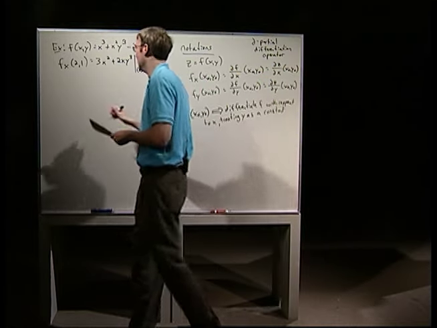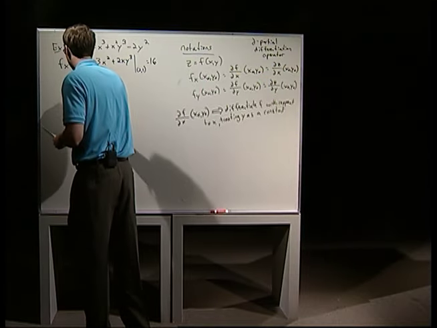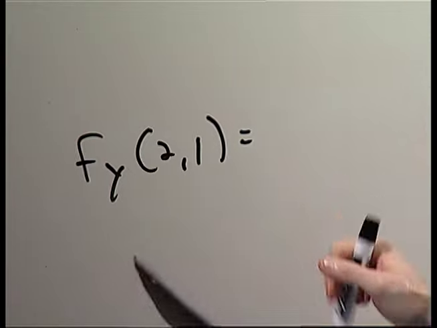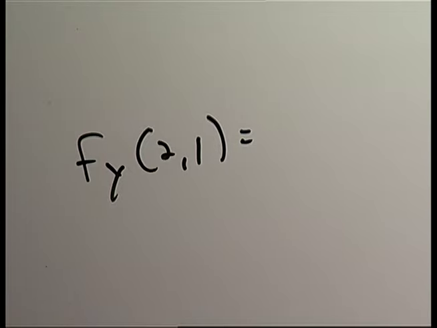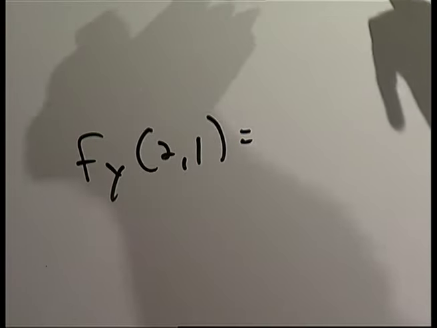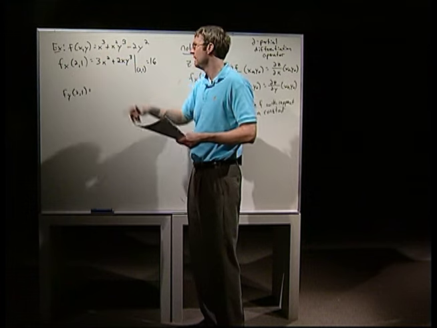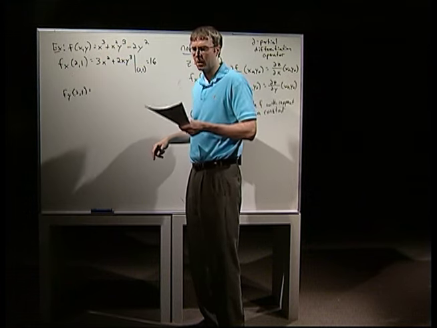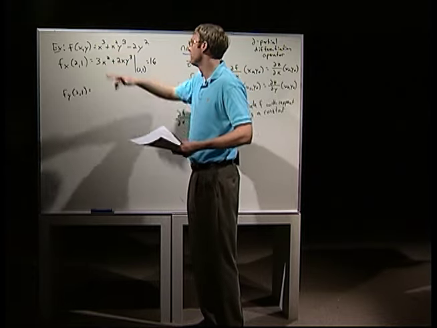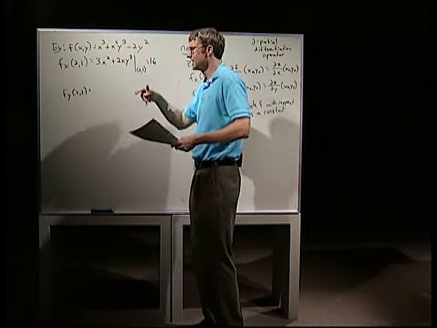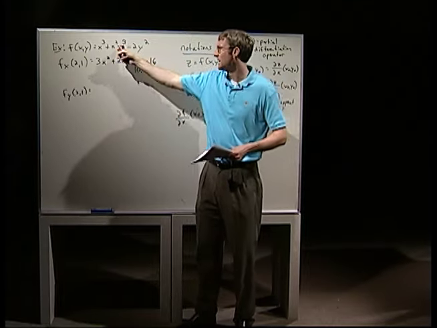And let's try, how about f sub y of 2, 1? Same game. The x cubed term has no y in it. Nobody. It's a constant. A constant derivative is 0. It goes away. Here, this is like y cubed times a constant.